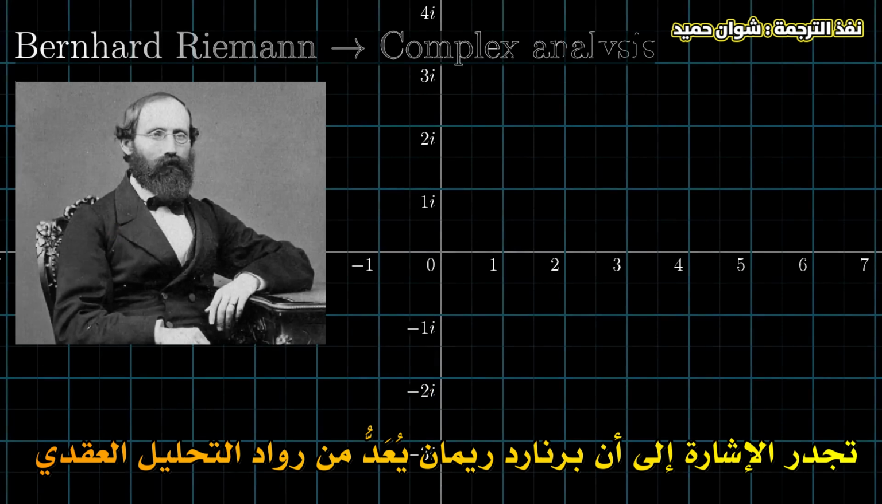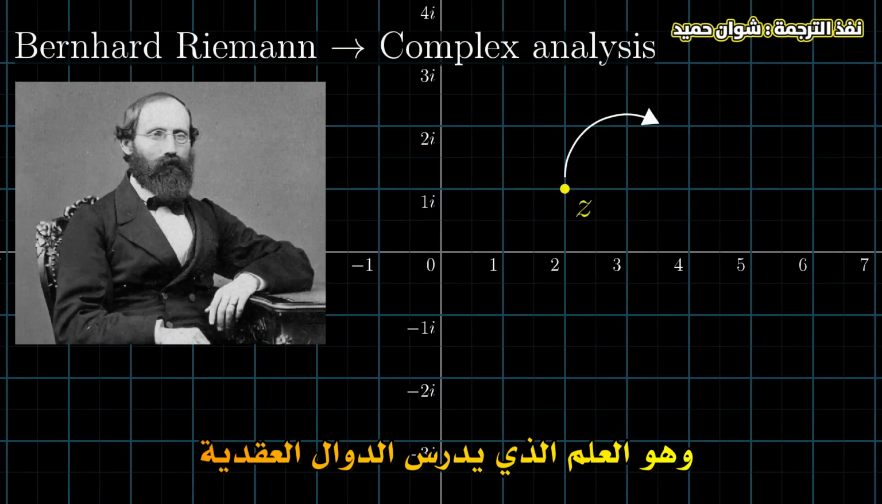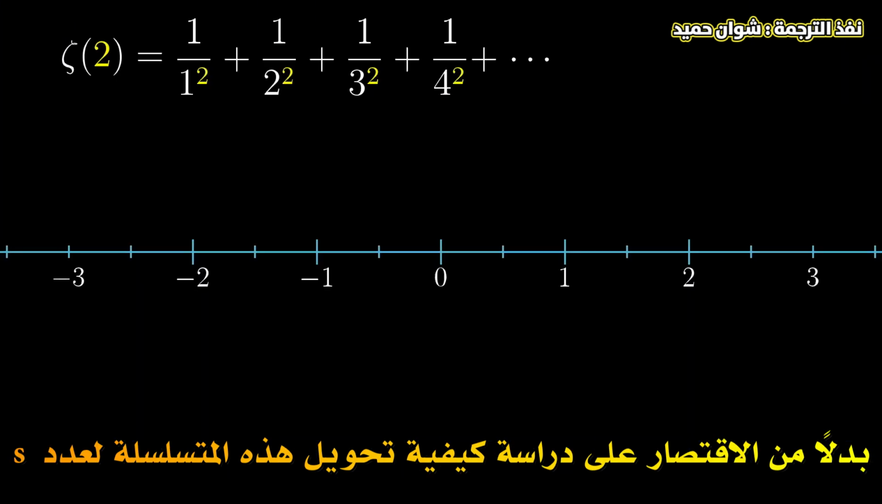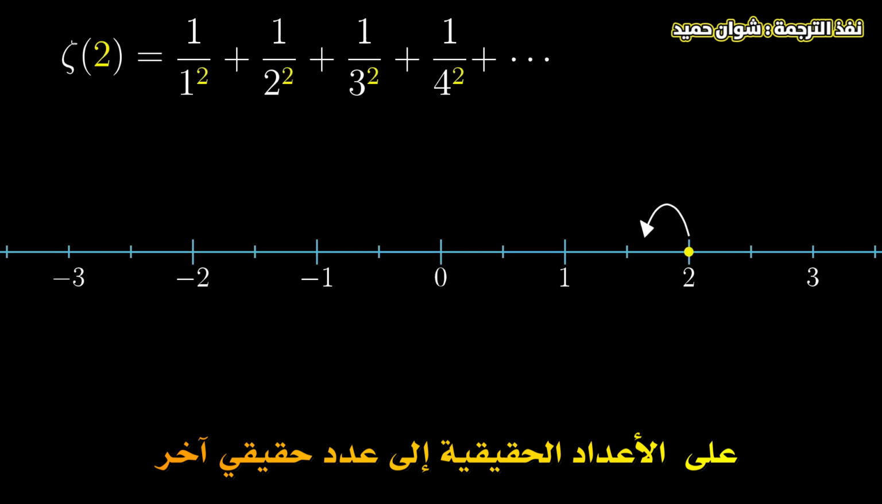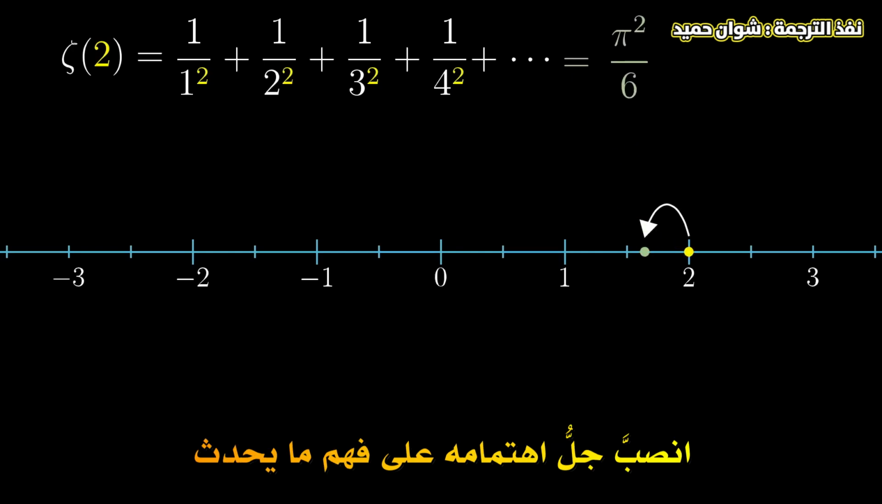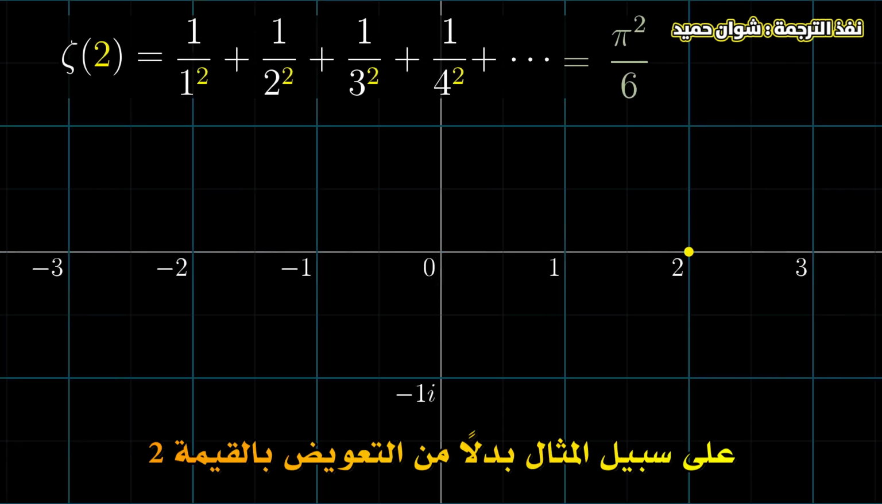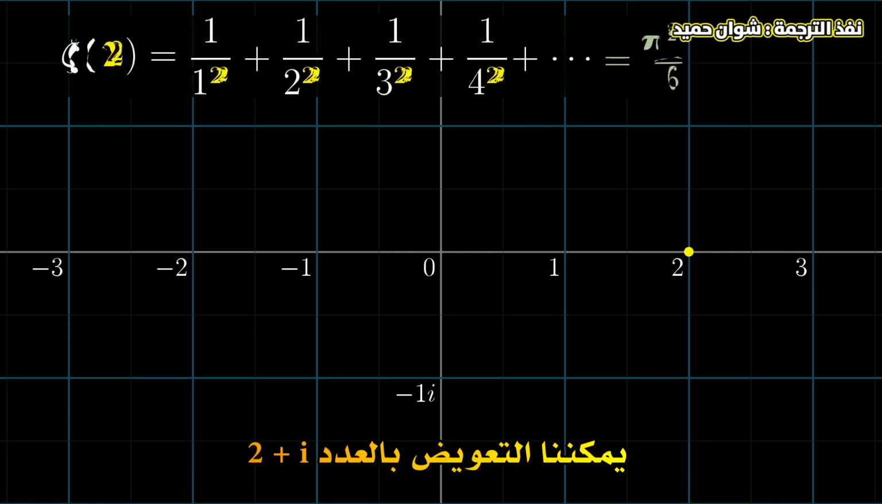Now, with that said, Bernard Riemann was somewhat of a father to complex analysis, which is the study of functions that have complex numbers as inputs and outputs. So rather than just thinking about how this sum takes a number s on the real number line to another number on the real number line, his main focus was on understanding what happens when you plug in a complex value for s. So for example, maybe instead of plugging in 2, you would plug in 2 plus i.